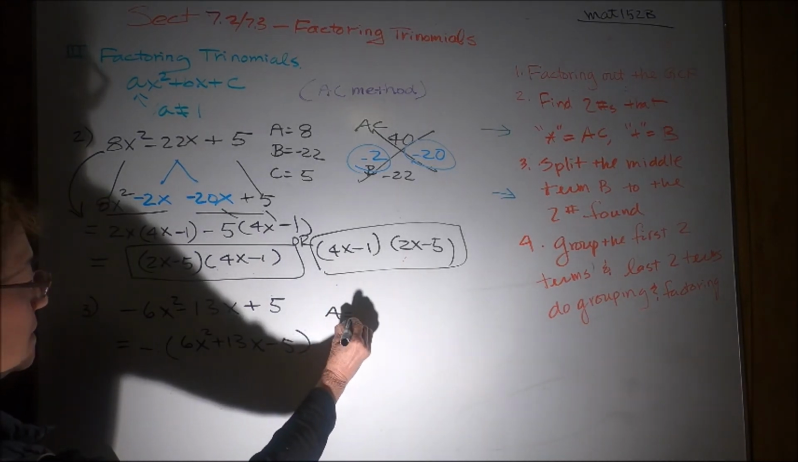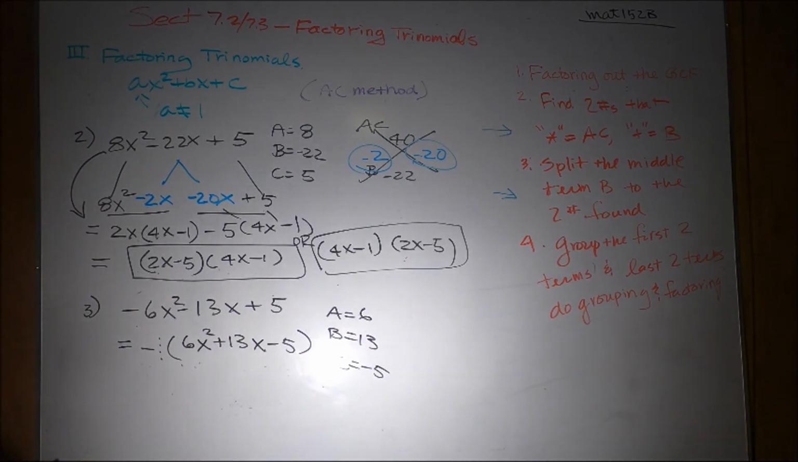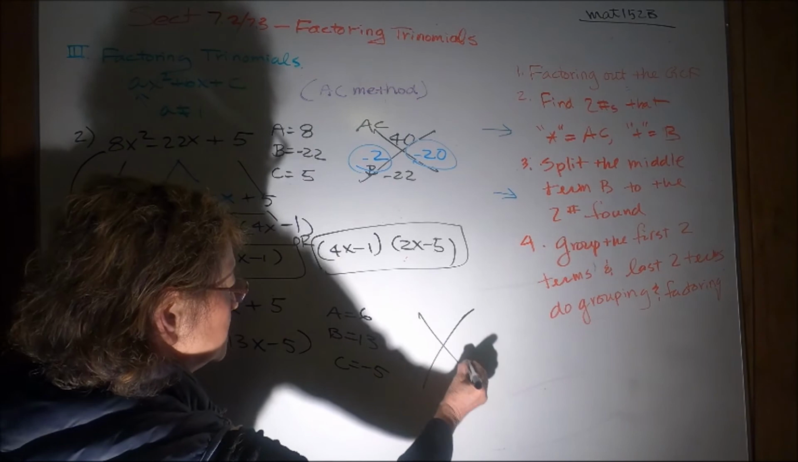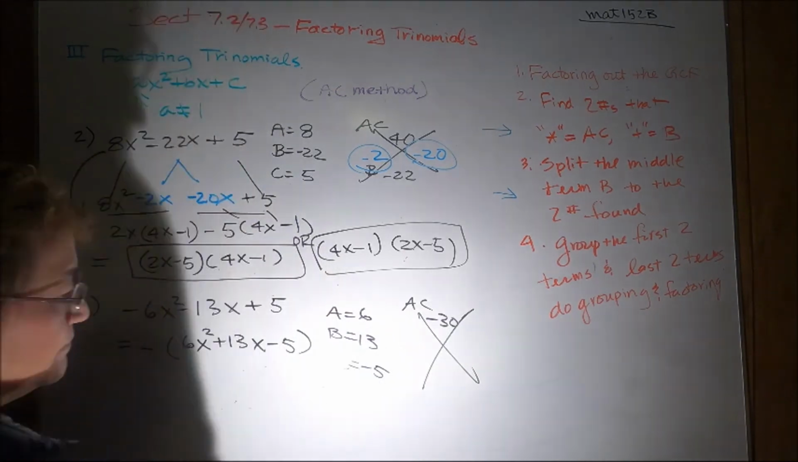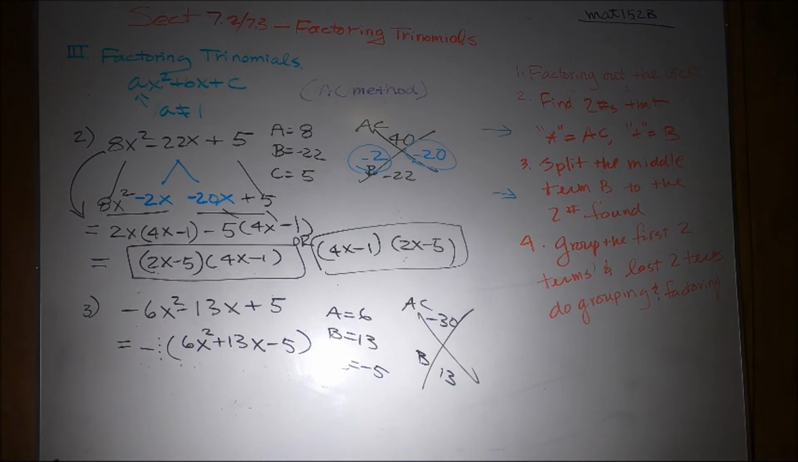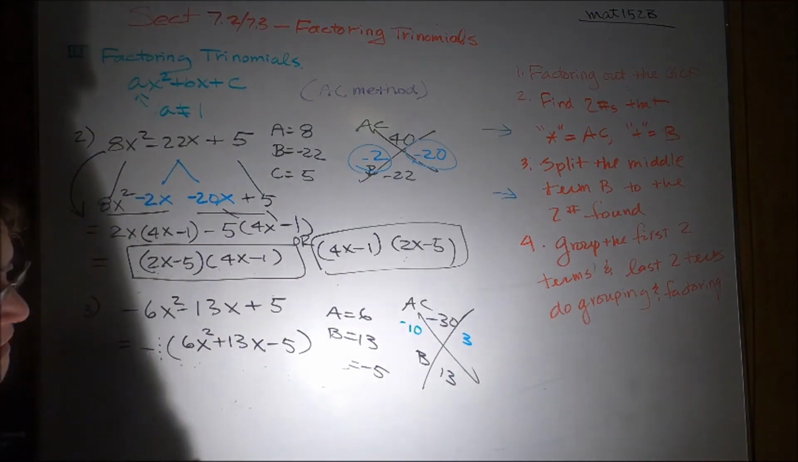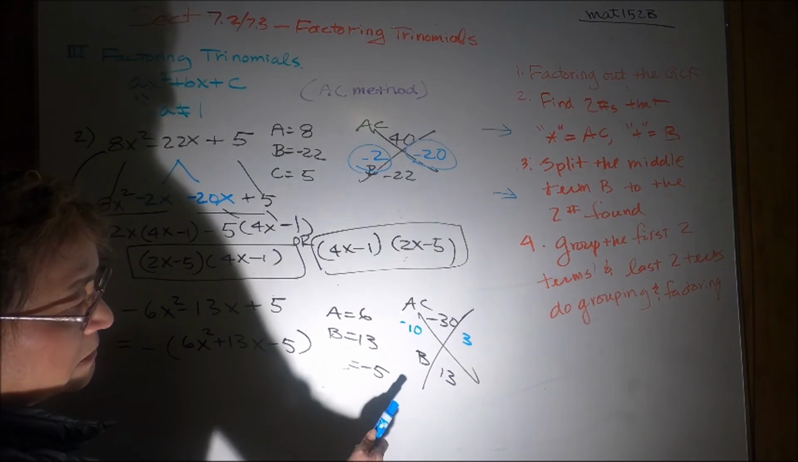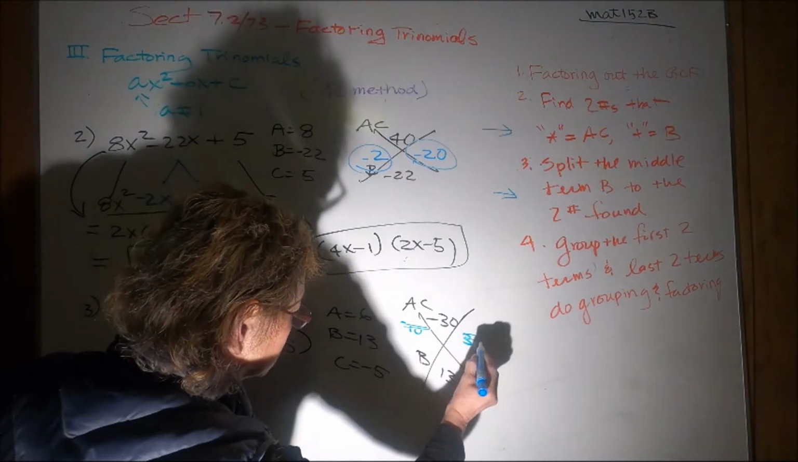So what's your A? 6. What's your B? 13. What's your C? -5, right? So do your AC. AC is what? 6 times -5, -30. B is what? 13. Which two numbers will work? 10 and 3, it looks like. If you use 10 and 3, but one has to be negative, you end up what? Cannot be 13, right? So that's not right. You better double check.